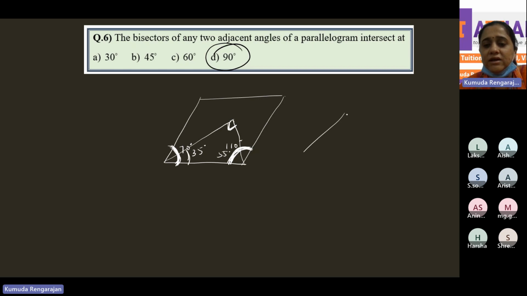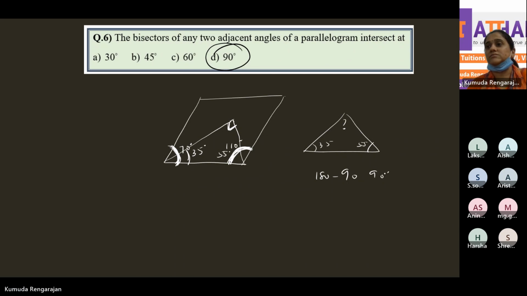So in the triangle, you have 35 here, you have 55 here. So what will be the measure of this angle? 55 plus 35 is 90. So 180 minus 90 is 90.